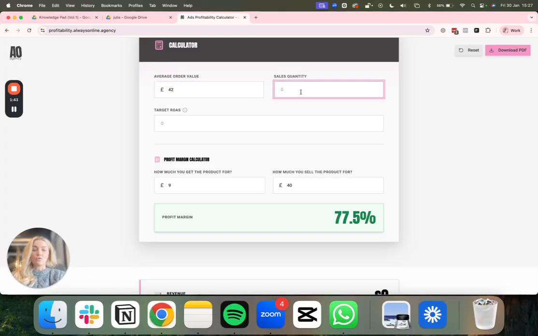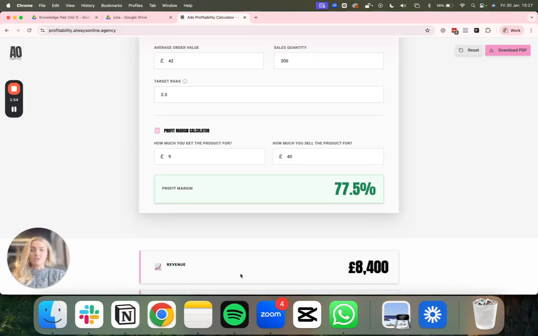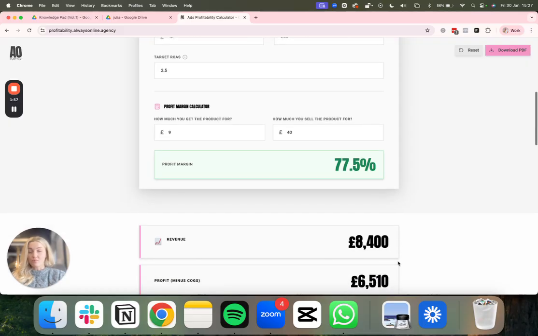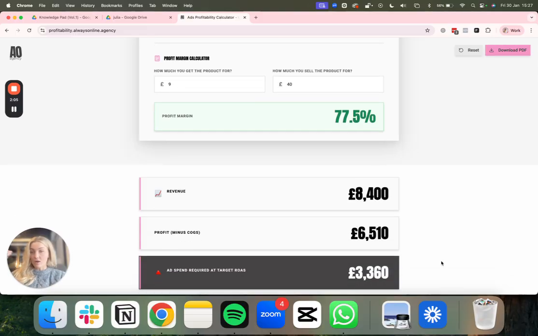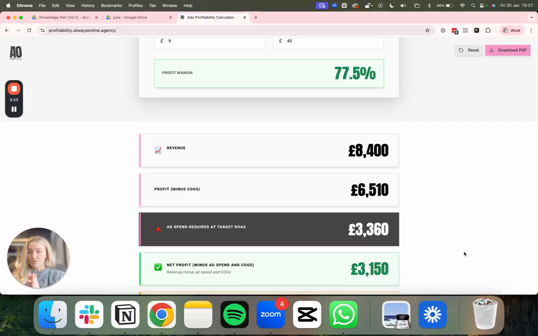Let's say I sold 200 units through the ads this month and my target ROAS was 2.5. Well, that's the ROAS that I got. So as you can see, the revenue based on this would be 8,400. The profit that's left after you take out the cost of goods is 6,510. The ad spend required to reach these targets would be 3,360. And the most important one is the net profit. So this is how much is left after the ad spend is calculated for, after the cost of goods is accounted for. You're left with 3,150.